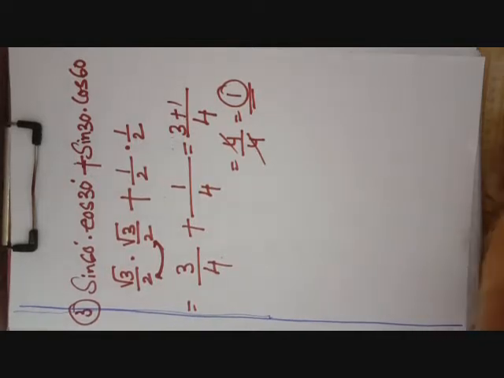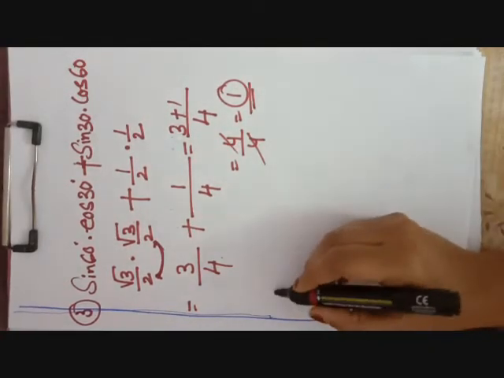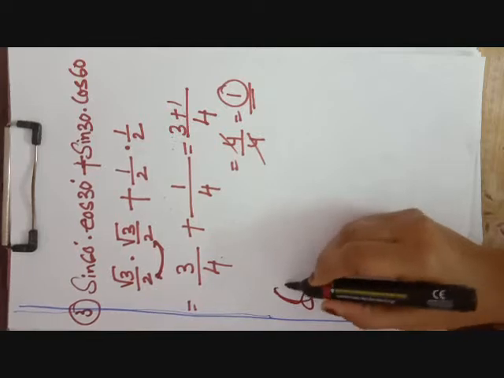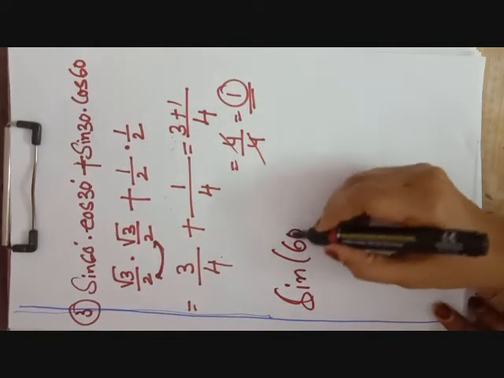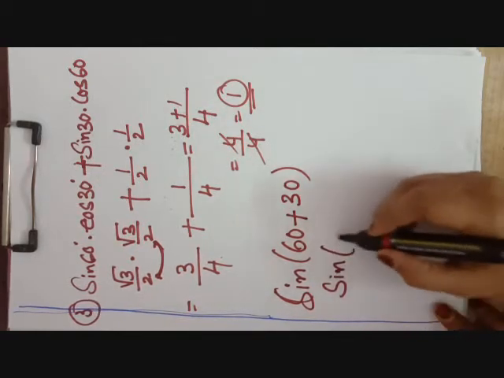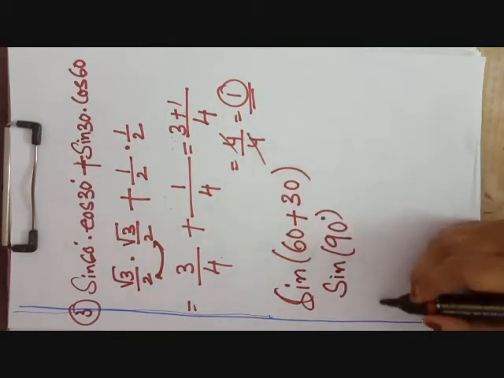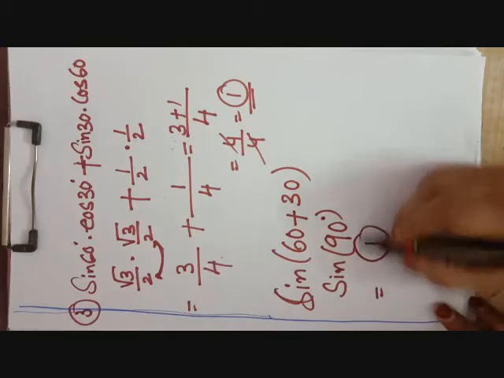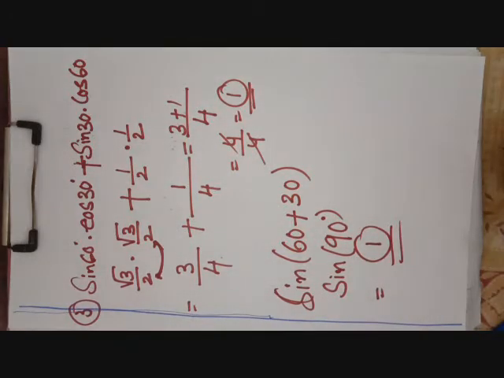In this question, two bits are there. Sine 60 into cos 30 plus sine 30 into cos 60. Next, what is given? What you have to find? Find the value of sine 60 plus 30. When you add both, 60 plus 30 is 90. Sine 90 degrees. The value of sine 90 is 1.